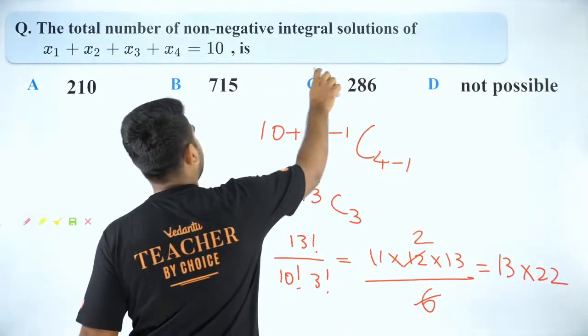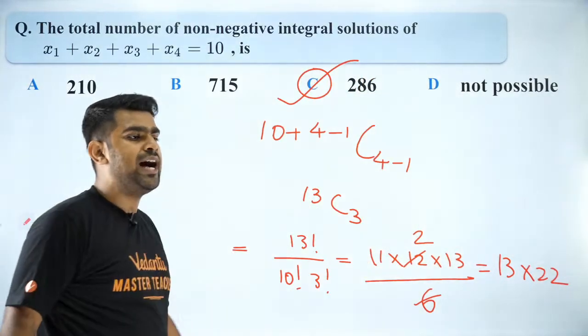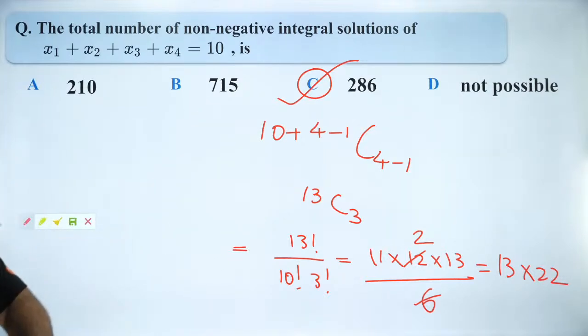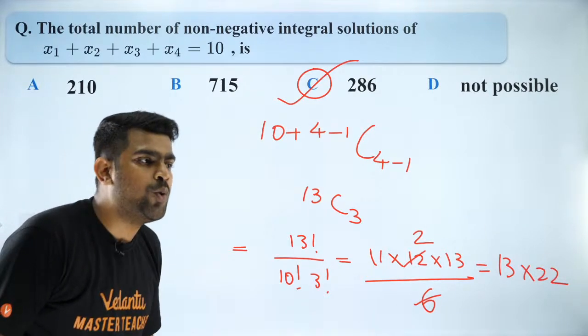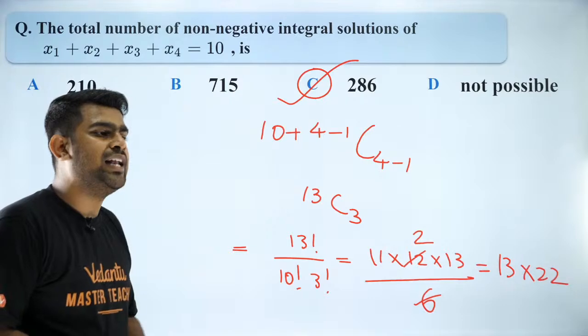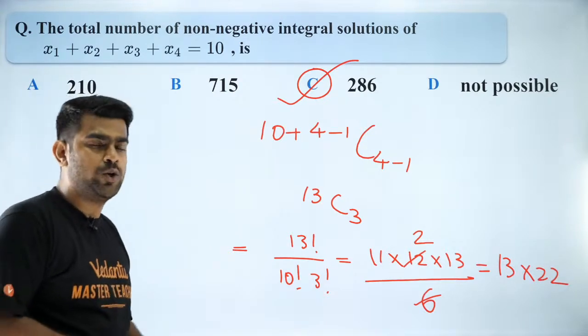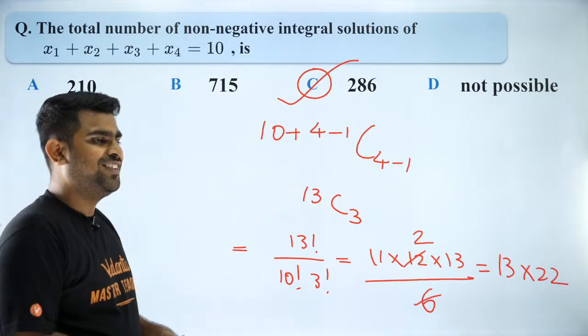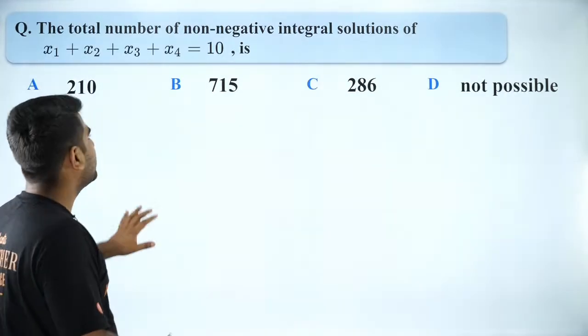13 into 22 is 286, and that will be the answer. I hope you guys got it. Are you guys clear with it? Everybody, are you all clear? Very good, Ali Sarmishta. Very good, superb. So shall we move forward? Yes, brilliant, brilliant guys, awesome.